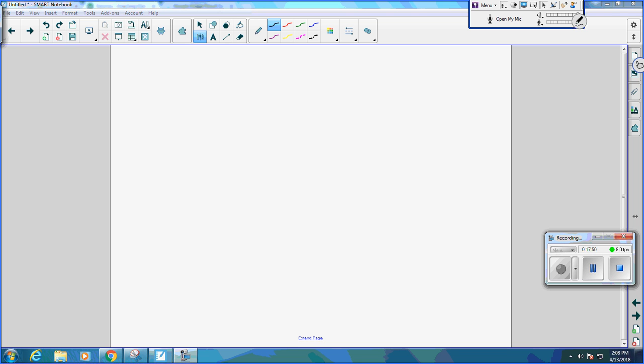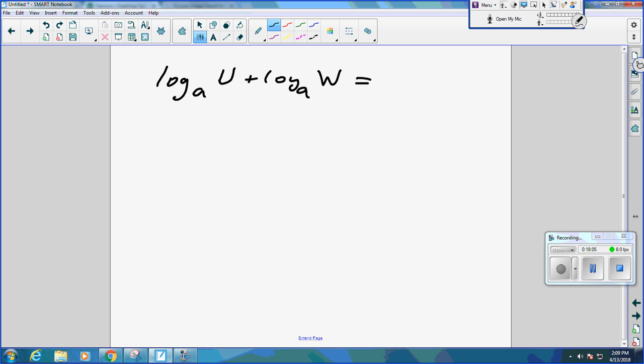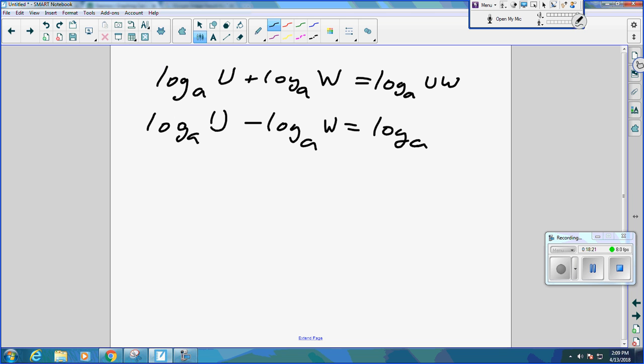Section 7.3 in our textbook is just a review of logs. All right? And the only thing I want to go through real fast is that when you're adding logs, you're adding exponents, you're multiplying bases. When you're subtracting, because log_a u is an exponent minus log_a w, you're dividing.